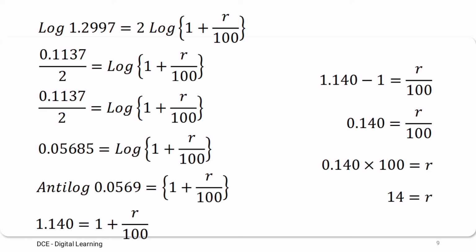Like this, out of the four quantities P, N, R and A, if three are given and one is missing, we can find out the missing quantity.